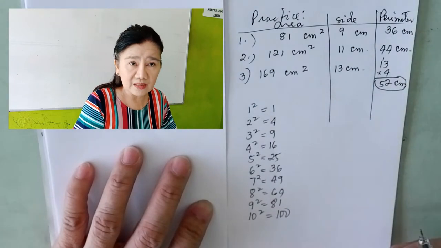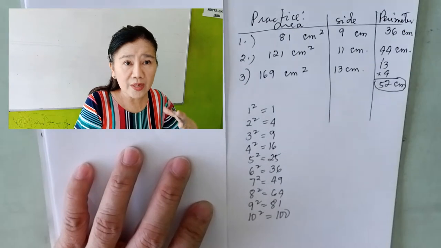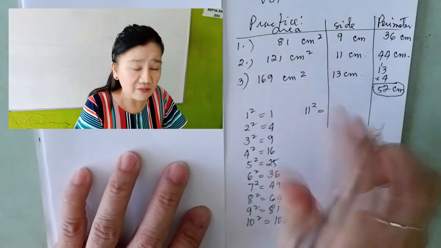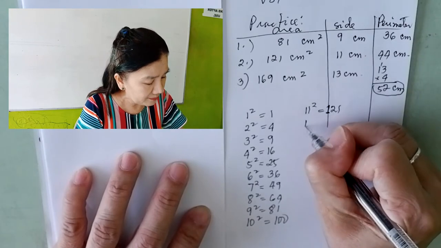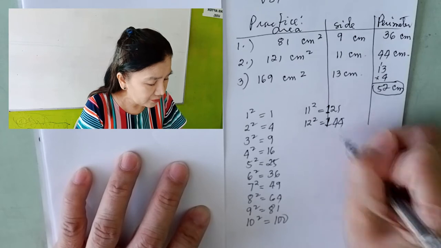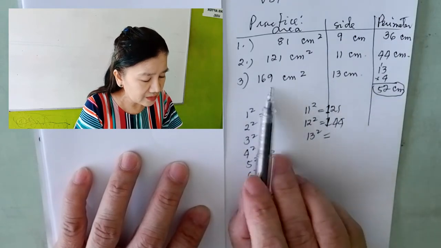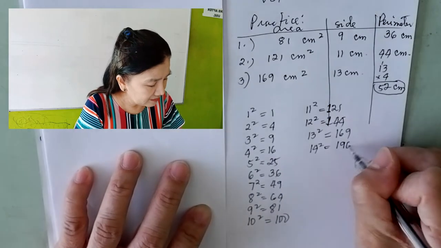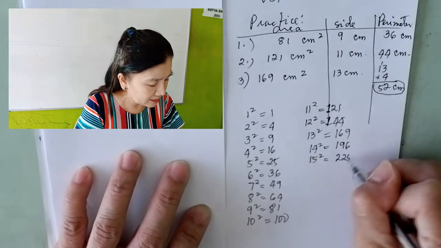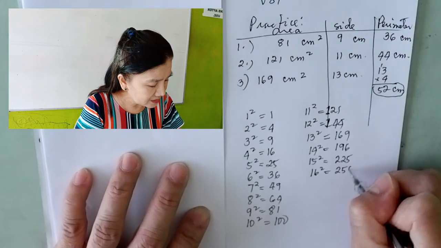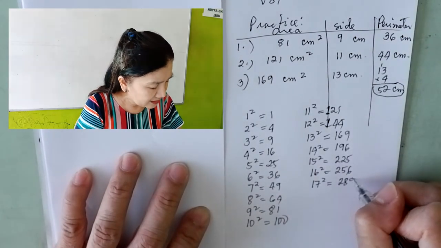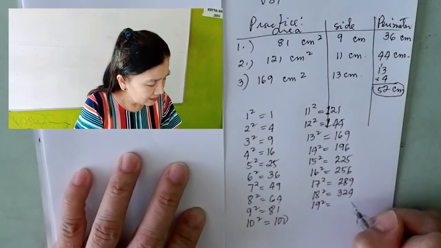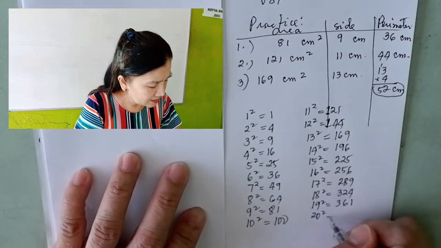I'm sure you already memorized this, but it would be better if you memorize the squares from 11 to 20. Let's have a practice here. 11 squared, there you have it, 121. 12 squared is 144. 13 squared, 13 times 13 is 169. 14 squared is 196. 15 squared, 15 times 15 is 225. 16 squared, 256. 17 squared is 289. 18 squared is 324. 19 squared, 9 times 9 is 81, it ends in 1, 361. And 20 squared is 400.